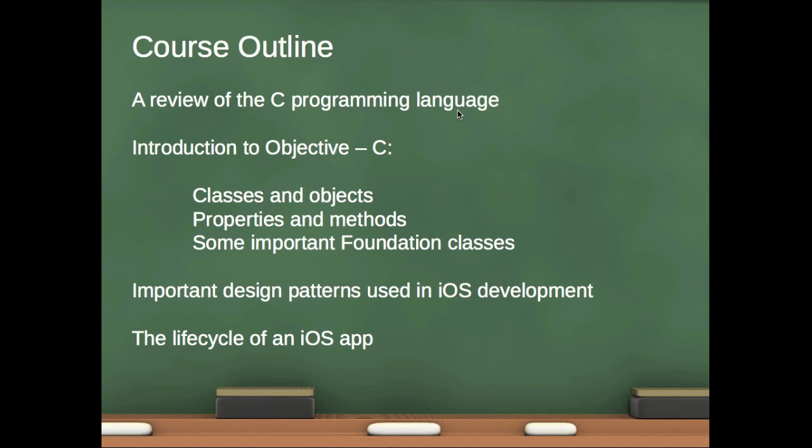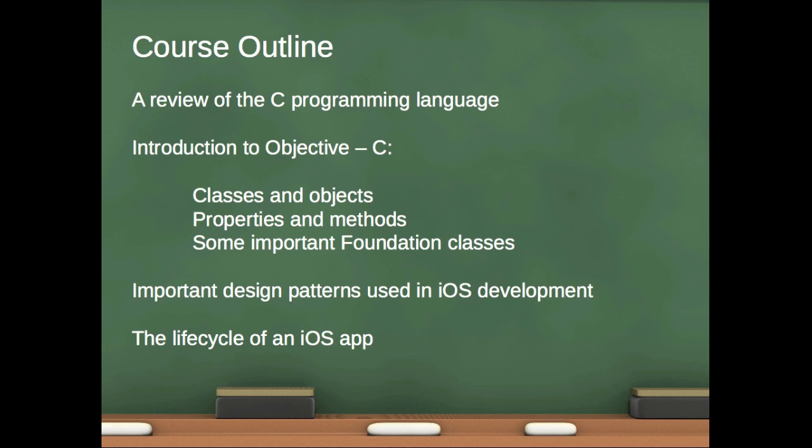So let's jump into actually what we're going to study in the course. The first thing we'll do is review the C programming language. And then we'll have an introduction to Objective-C. We'll talk about classes and objects that we derive from them. We'll talk about properties and methods that we've already mentioned. And we'll talk about some important classes that are already there for us within iOS in what's called the Foundation framework, and other frameworks as well.